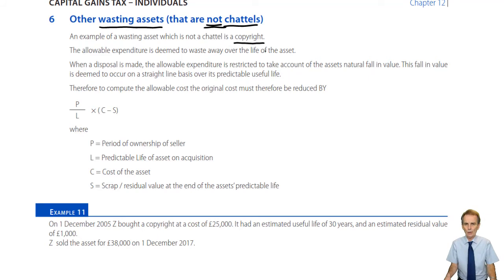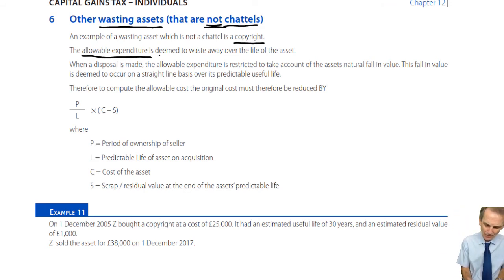So clearly what they're going to do is, if the value is depreciating over time as you get closer to the end of the life of this asset, then so too will they depreciate the cost figure to match, like with like. So how do we deal with this? The allowable expenditure, this is always the problem, is deemed to waste away over the life of the asset.